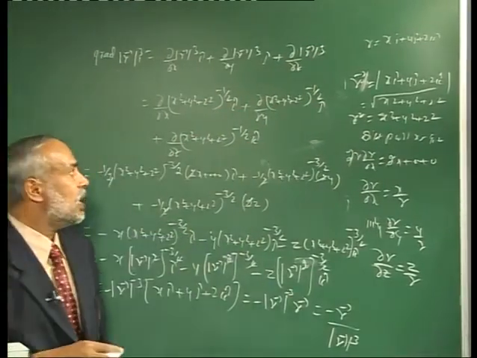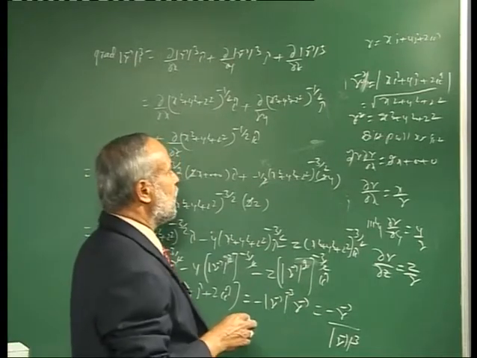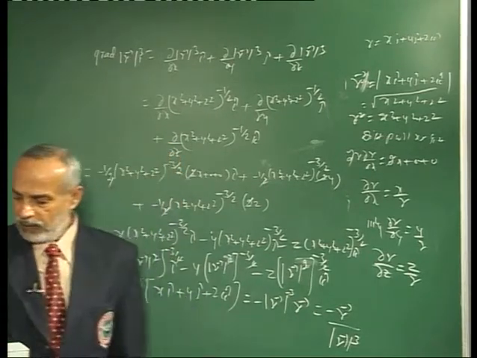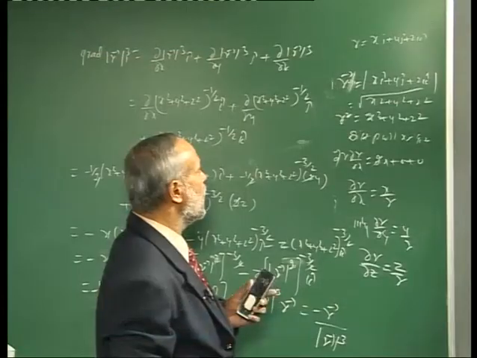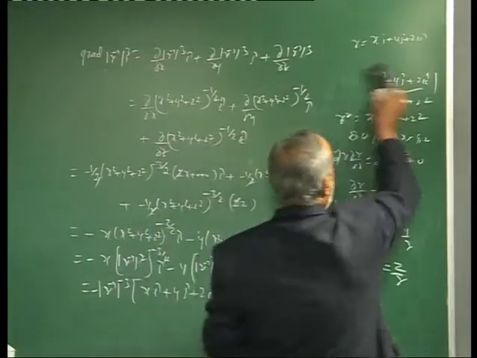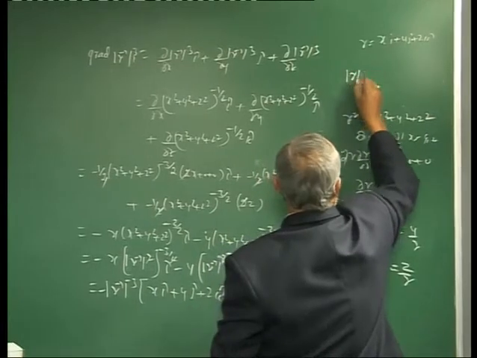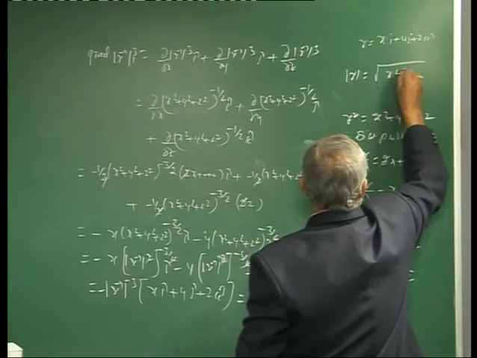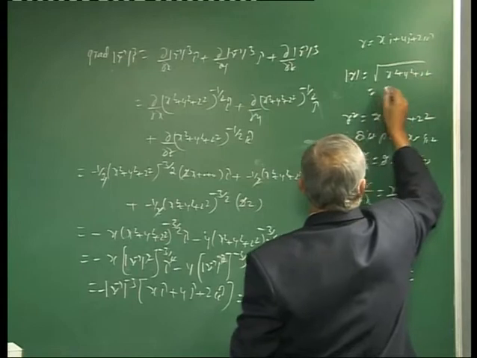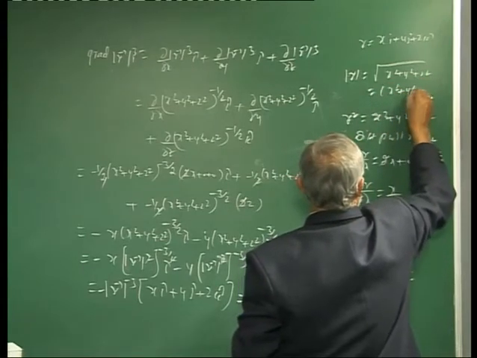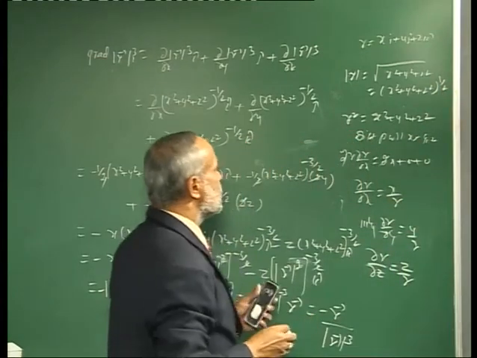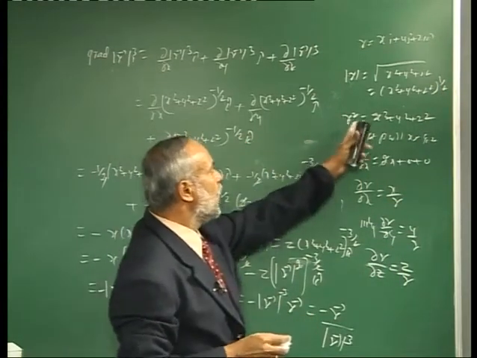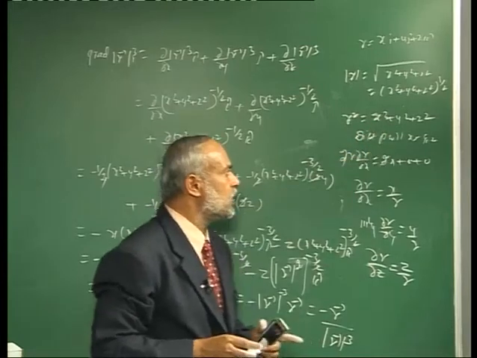Same thing here, what is given: r is equal to x i vector plus y j vector plus z k vector. Then you can apply the modulus. What do you get? The modulus is equal to square root of x² + y² + z², which is equal to (x² + y² + z²) to the power of 1/2. Then squaring on both sides, r² is equal to x² + y² + z².